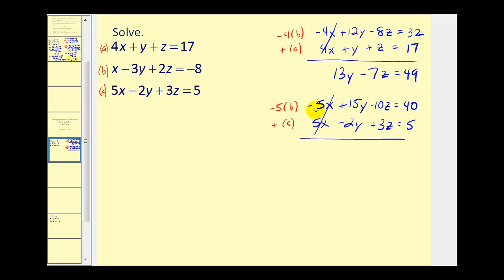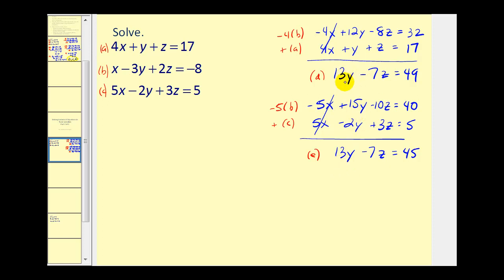The x terms are eliminated. We have 13y minus 7z equals 45. So these 2 equations with 2 unknowns we'll call equation D and equation E. And we need to solve these 2 equations as if they were a system of 2 equations with 2 unknowns.